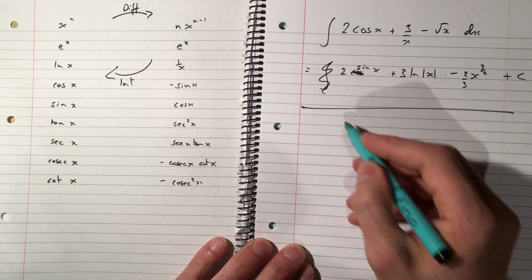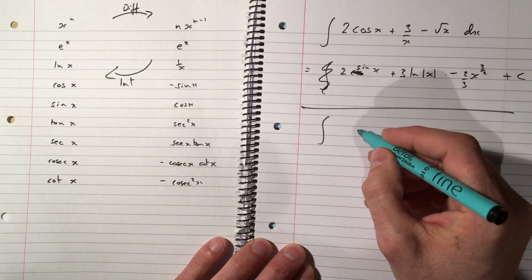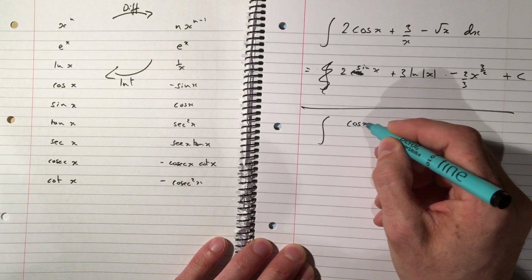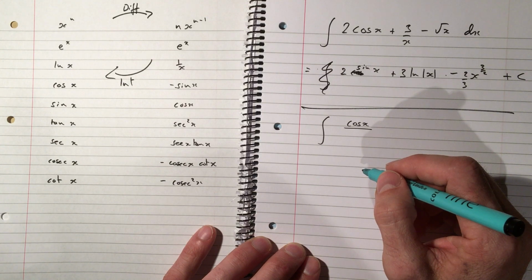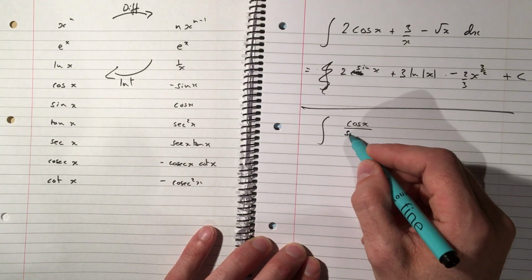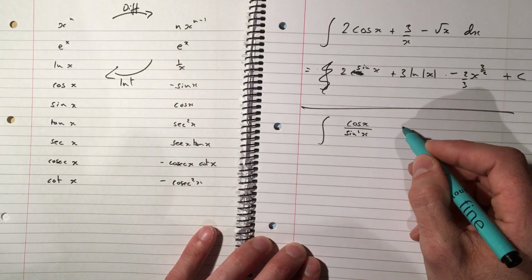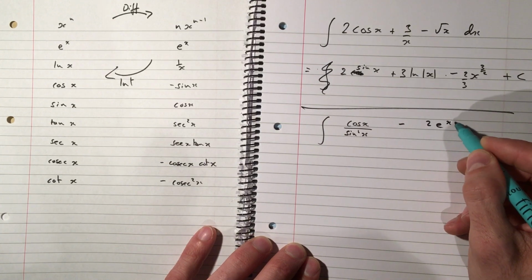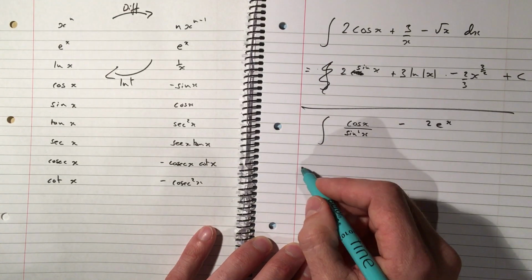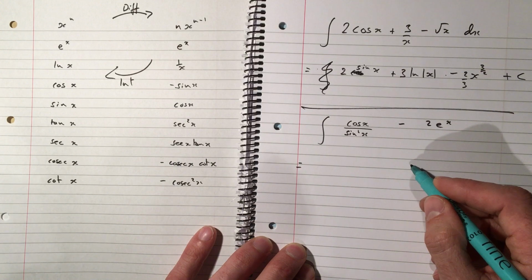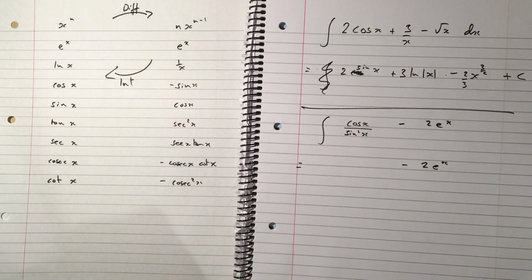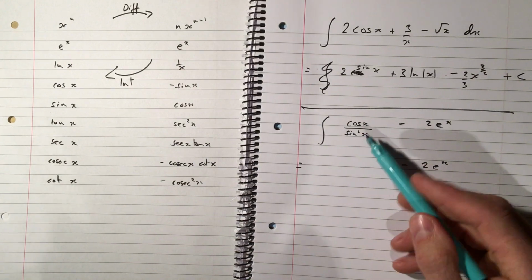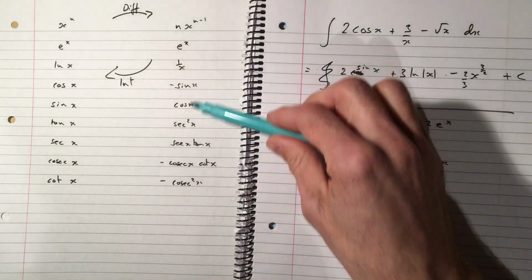The second example is a little bit trickier, and this is really why I'm bothering to do this example at all at this stage, I think. And that is this. 2e to the x, yeah. So 2e to the x integrates to 2e to the x, and leave the minus sign in front, not a problem there. But here, hang on a minute, cos over sine squared, well, that's not on our list.